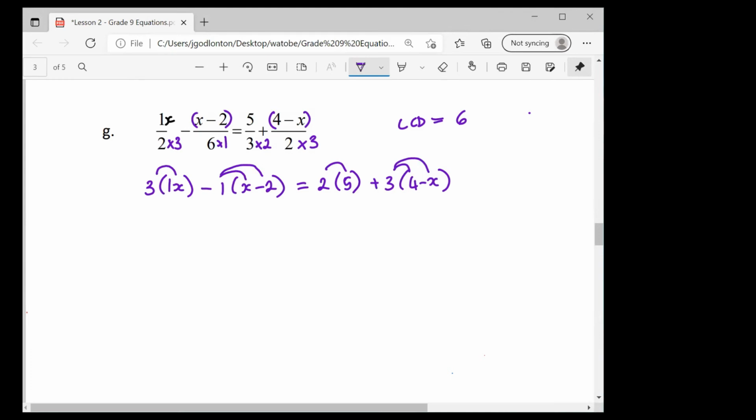So 3 times 1x is 3x. Then we're going to have negative x plus 2 is equal to 10 plus 12. Oh, sorry, guys. Minus 3x. So all we've done there is we've multiplied everything else.